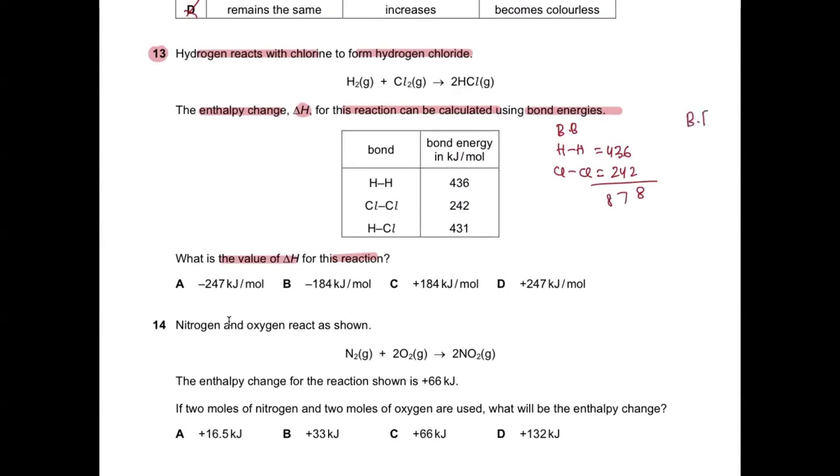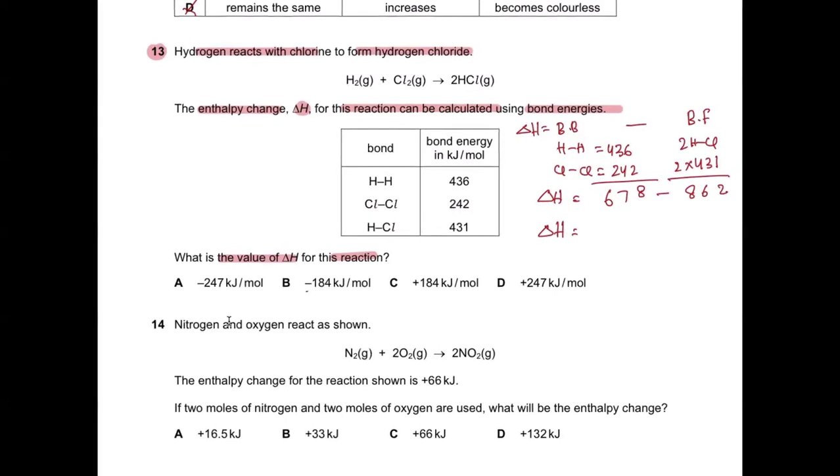And the bond formed is only the HCl bond, twice the HCl bond. So it is going to be twice 431, which equals 862. So the enthalpy change is bond breaking minus bond forming, right? Sorry, it's 678. Yeah, it's 678 and it's 862. So can you subtract these two?